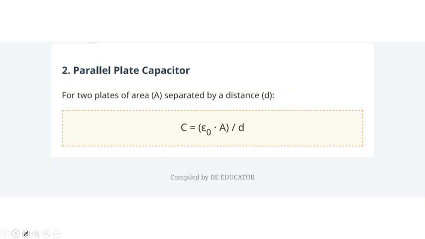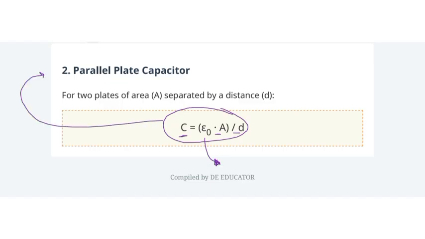All right, so moving on, we have the parallel plate capacitor. A parallel plate capacitor is two plates of a given area separated by a distance. That is what we mean by a parallel plate capacitor, and it is represented with the formula you can see here. This is the capacitance, E naught is the permittivity of free space, A is your area, and D is your distance. So this is the formula when we have parallel plate capacitors.